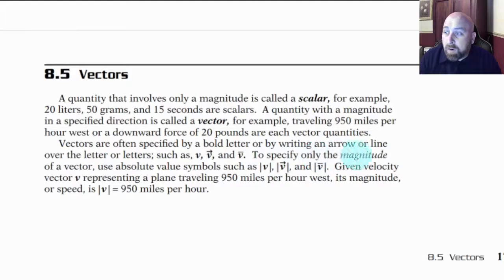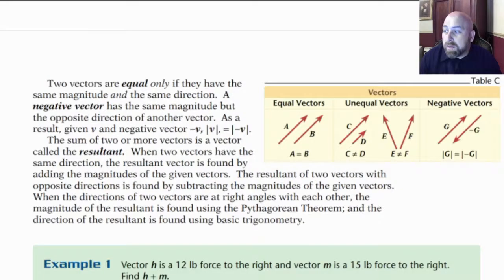To specify only the magnitude of vectors, use absolute value symbols. So in other words, if it doesn't matter which direction it's going, if it's just going 50 miles per hour and you don't really care which direction it's headed, then you would put the absolute value with it. Okay, go ahead and turn the page to 172.